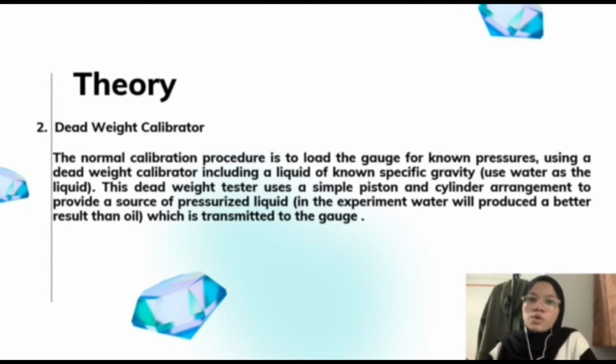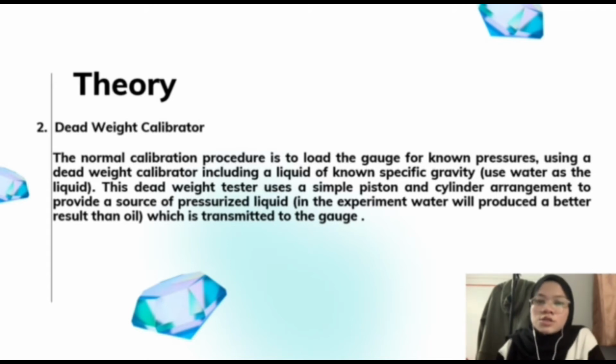In the experiment, water will produce a better result than oil, which is transmitted to the gauge, since the true pressure of the liquid can be easily calculated. The value can be compared directly to the reading on the gauge over the completed scale range. The scale range is the range of pressures from 0 to full scale deflection value.